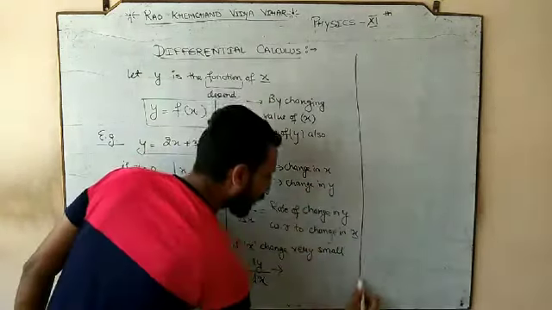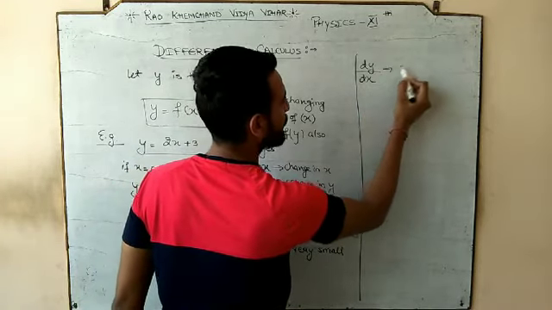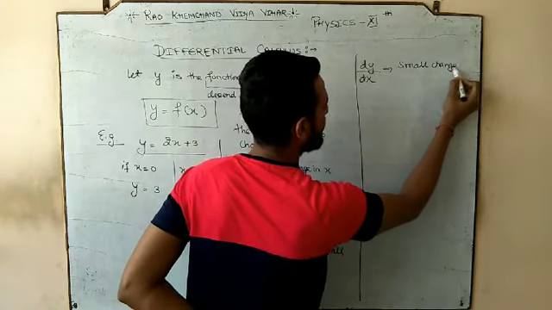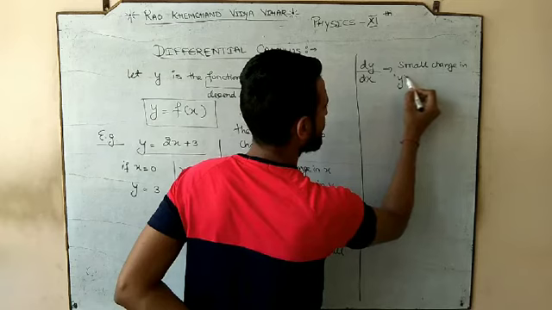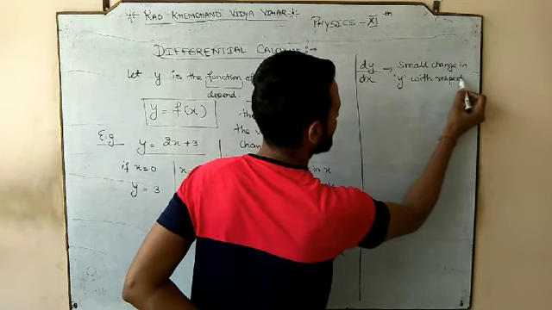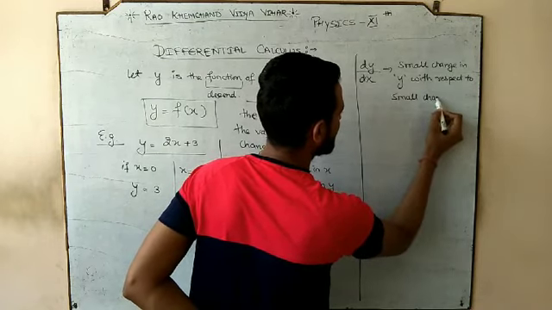So here, what is the meaning of dy by dx? It represents small change in y with respect to small change in x.